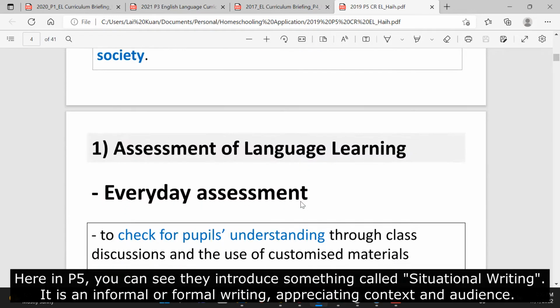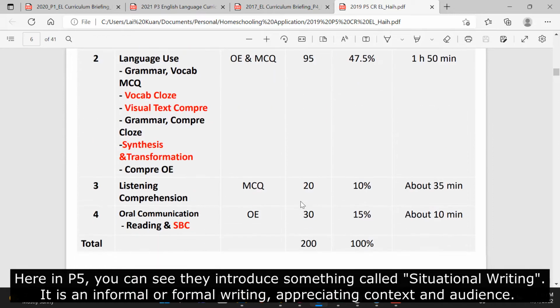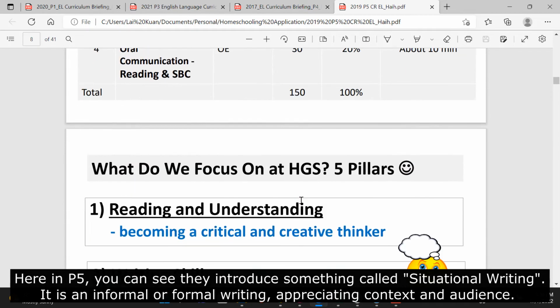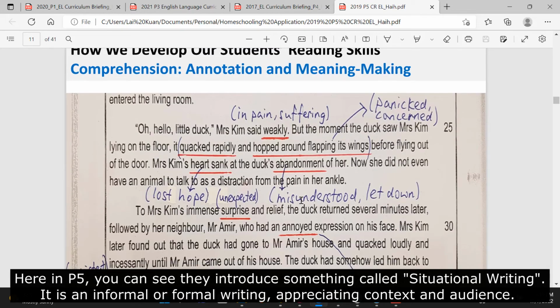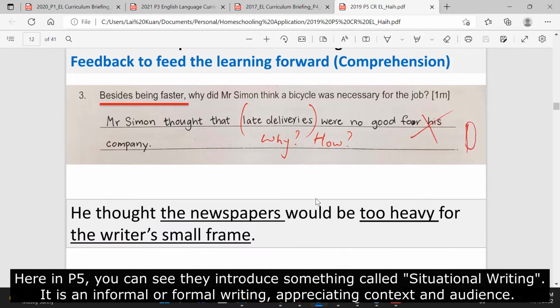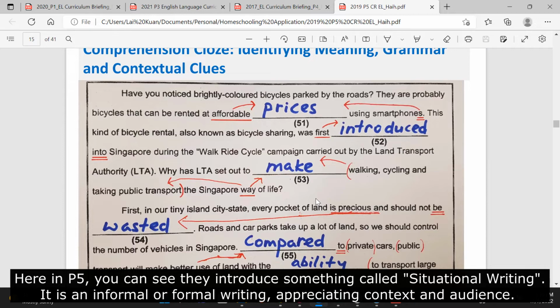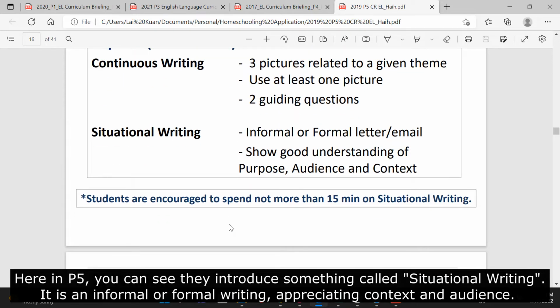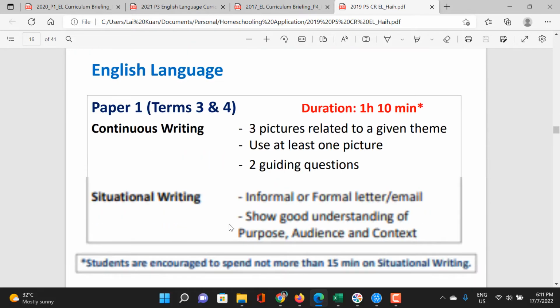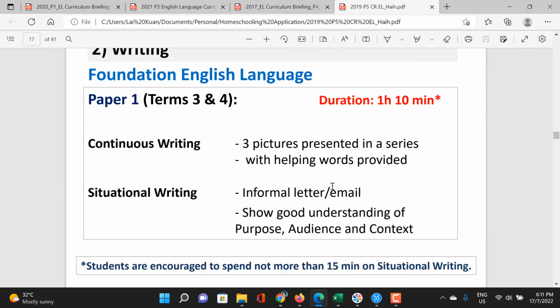And this is primary 5. Primary 5, you can see they start to introduce something called situational writing. Situational writing, they actually explain to you here. It's actually more formal writing. It's no longer a composition based on guided pictures anymore. You're having a new piece of writing. So situational writing is an informal or formal letter, right? Show good understanding of purpose, audience, and context. So primary 5 is when you will be doing situational writing already.